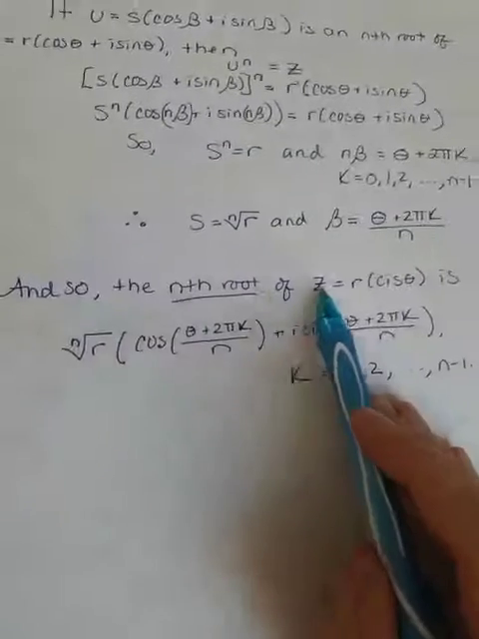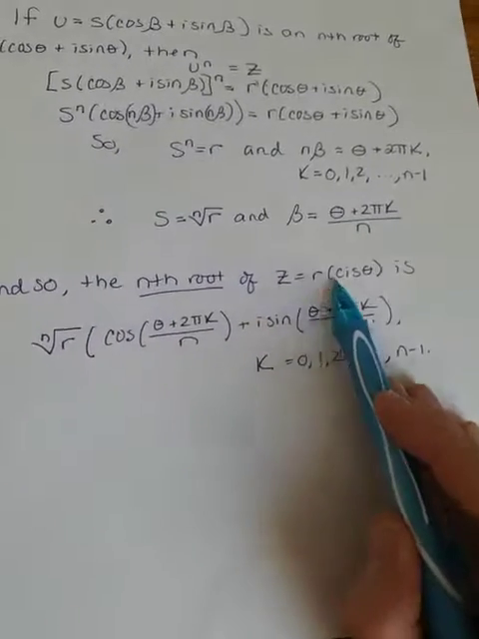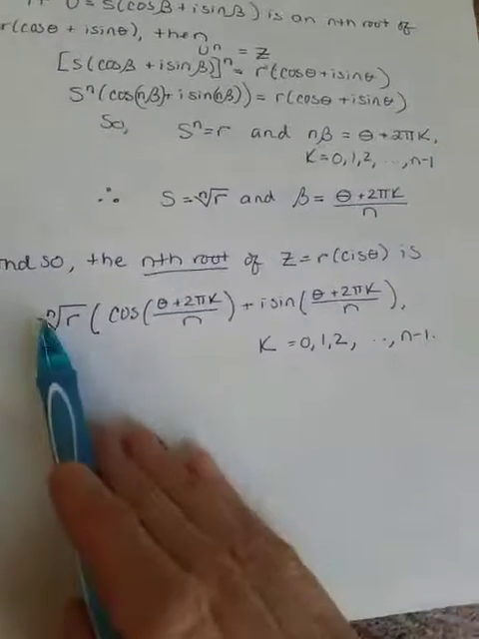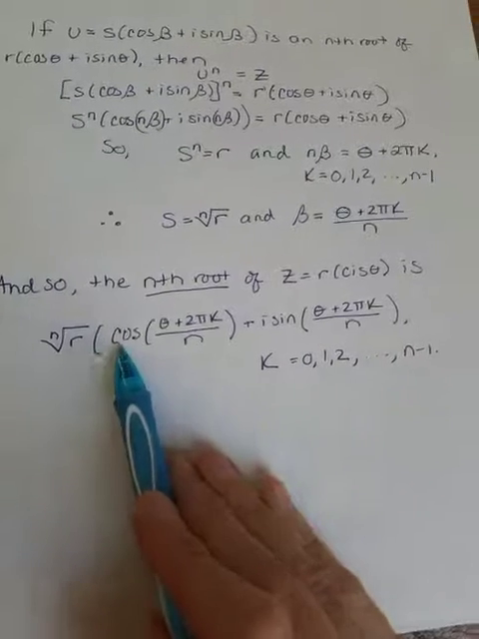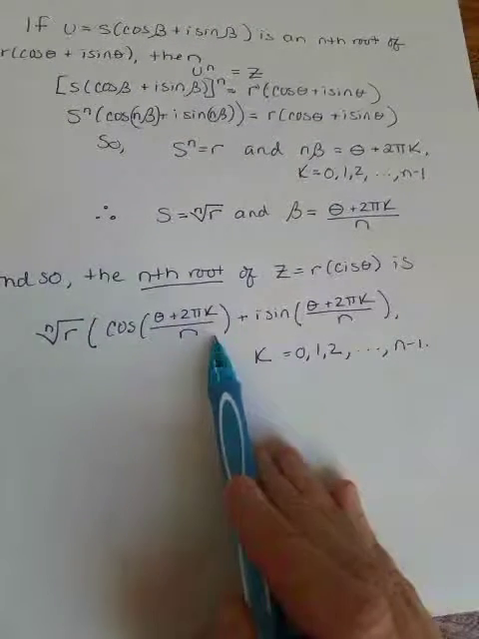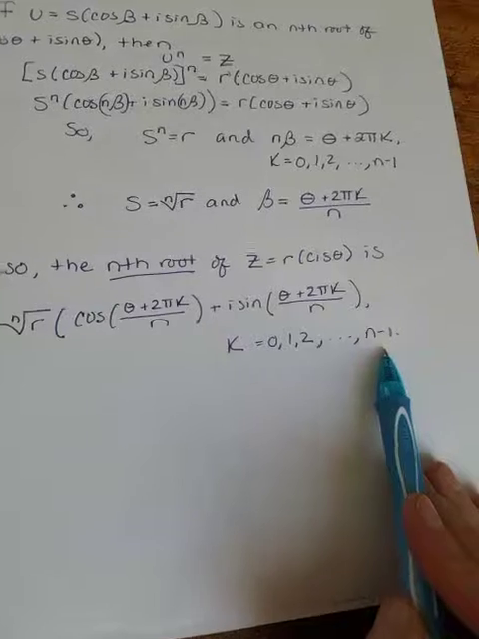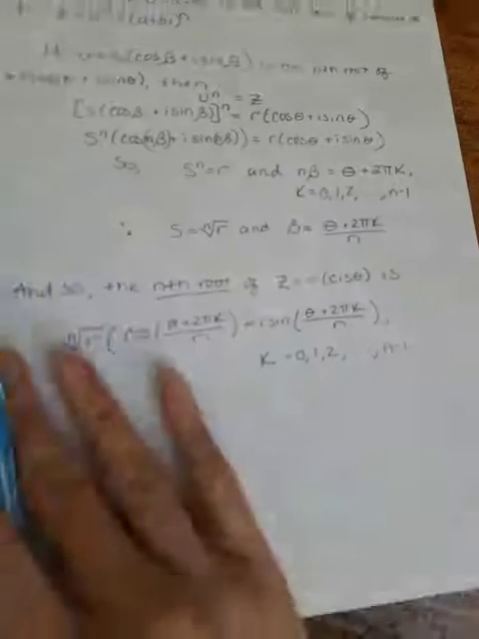And so the nth root of your z, which is r cis of theta, is, this is what we will use in our next example. The nth root of r, notice you now have theta plus 2 pi k divided by n, where k is from 0 all the way up to n minus 1.